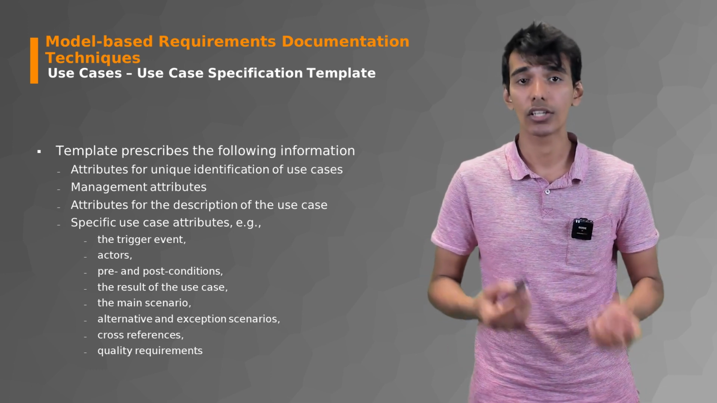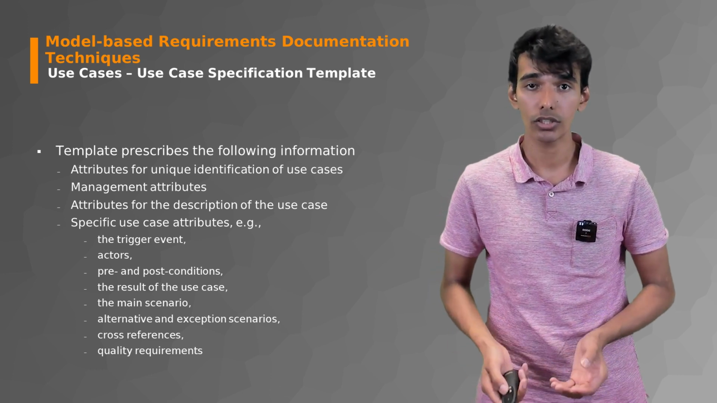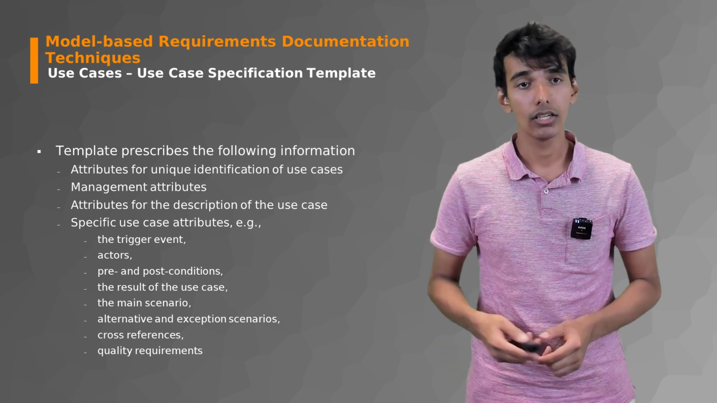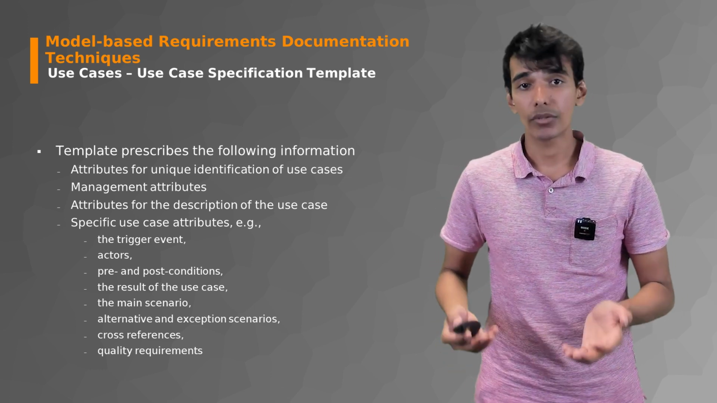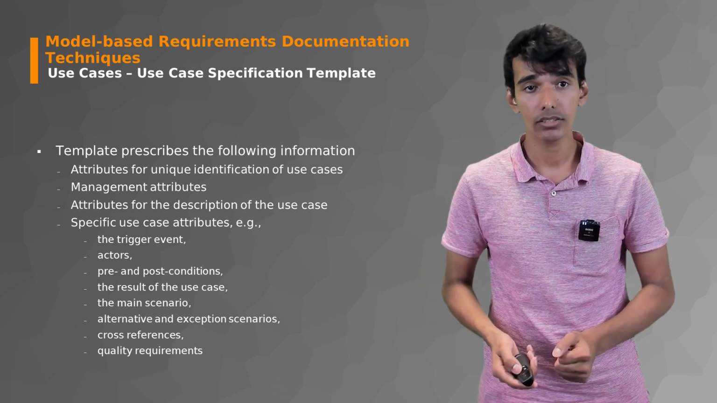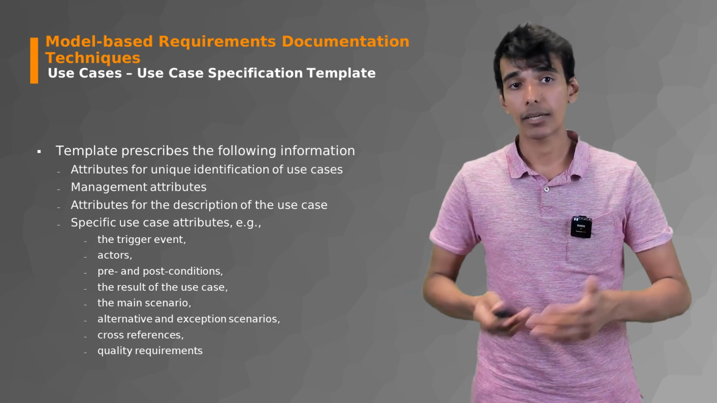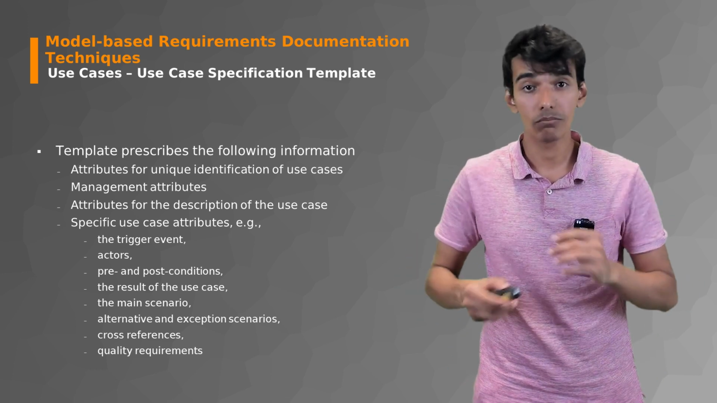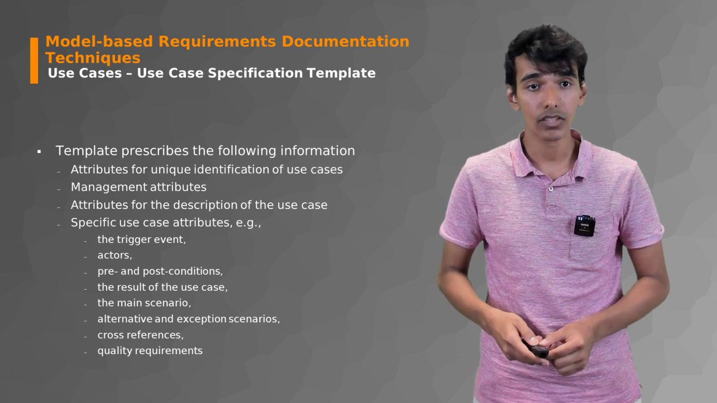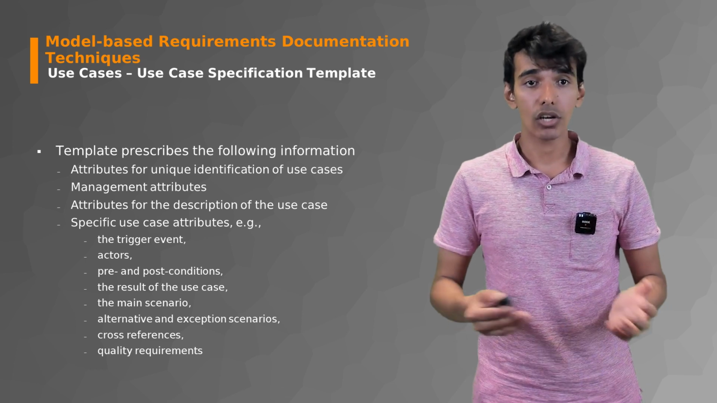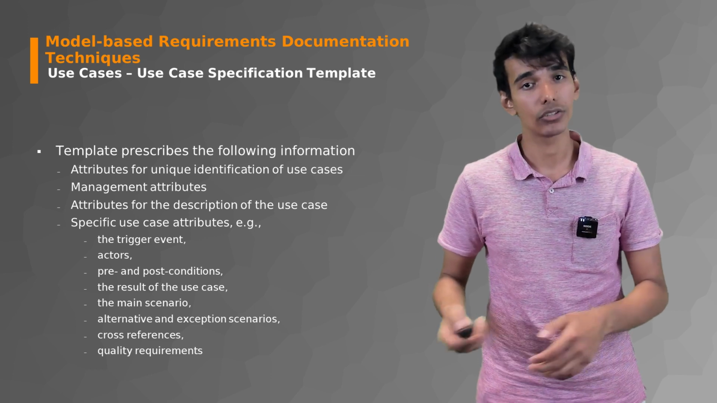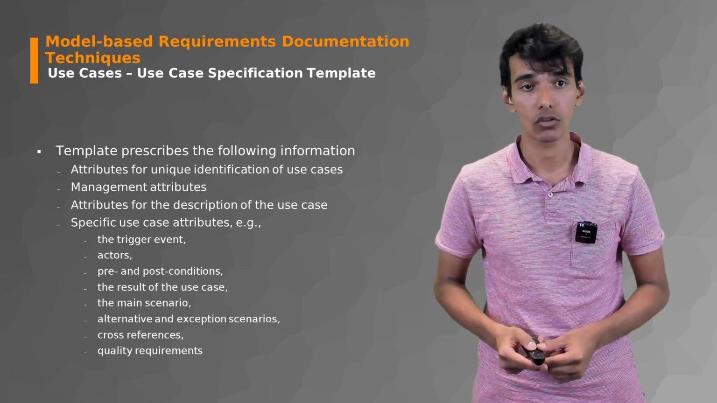So in general, what conditions need to be satisfied for the use case to continue, and what conditions need to be achieved for the use case to be considered as complete. The result of the use case, so what happens once a use case is considered complete, the main scenario in which this use case is taking place, and alternative or exception scenarios. So what happens when something unexpected happens in your system. And you can also have various cross-references towards other use cases and other quality requirements that you describe in other parts of your requirements documentation.